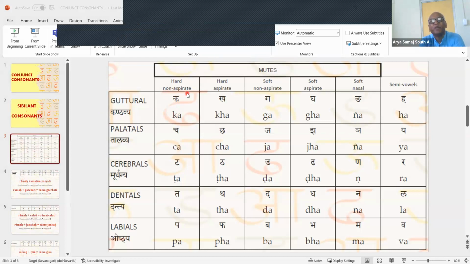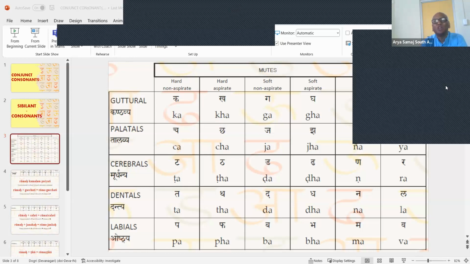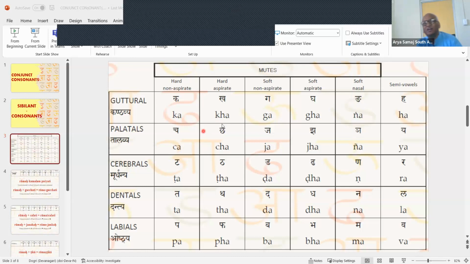Non-aspirate means there is no breath sound to it. So it is K, as against aspirated K, and you can see it's written with an H, K-H-A, Ka, Kha. So one is non-aspirate, the other one is aspirate. Now that hard Ka, when it becomes soft, it becomes G. Aspirated, it is Kh and Gh.